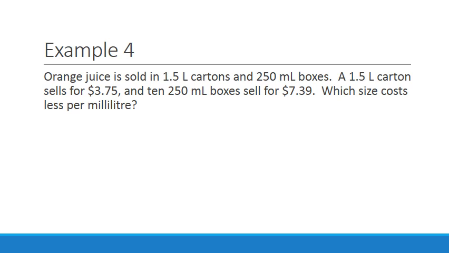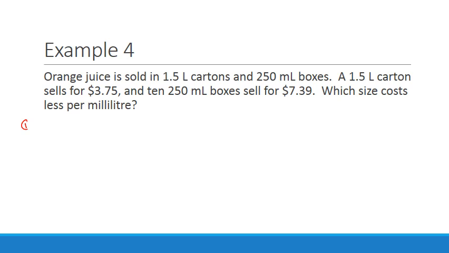So here's another example. Orange juice is sold in 1.5 liter cartons and 250 milliliter boxes. A 1.5 liter carton sells for $3.75, and 10 250 milliliter boxes sell for $7.39. Which size costs less per milliliter? Now, you might be thinking right away the 1.5 liter is cheaper, so you'd go with that. But if you're getting less juice, it might not be cheaper. You might have to buy 2 or 3 of those to make up the difference. So let's check this out. Let's go to unit rates.